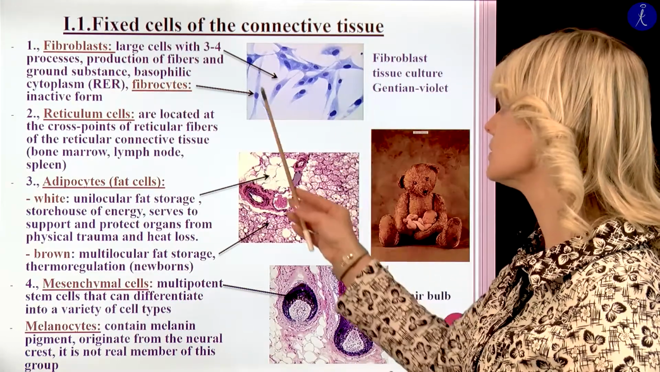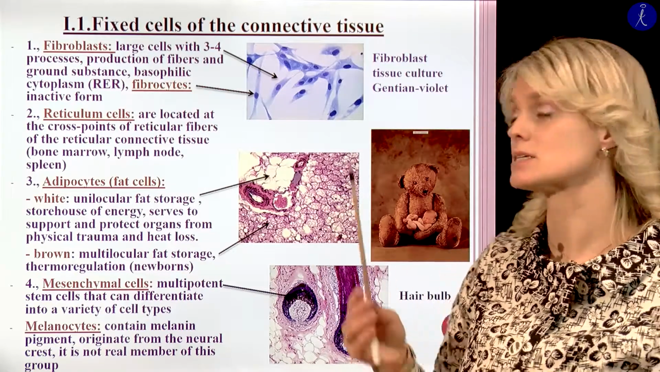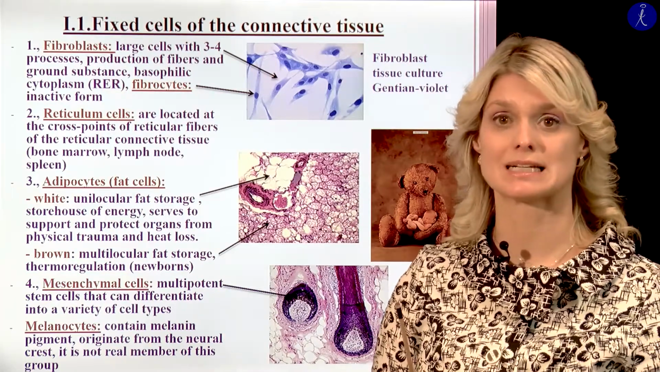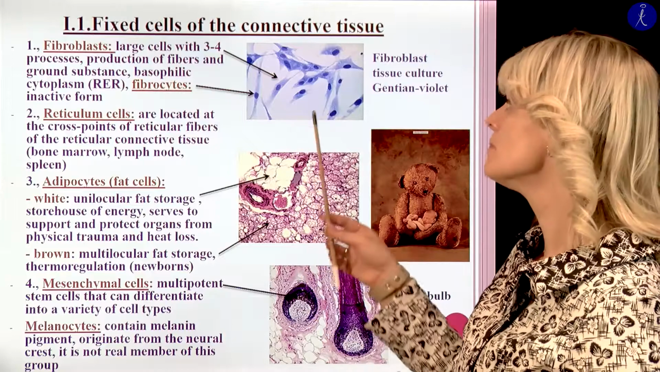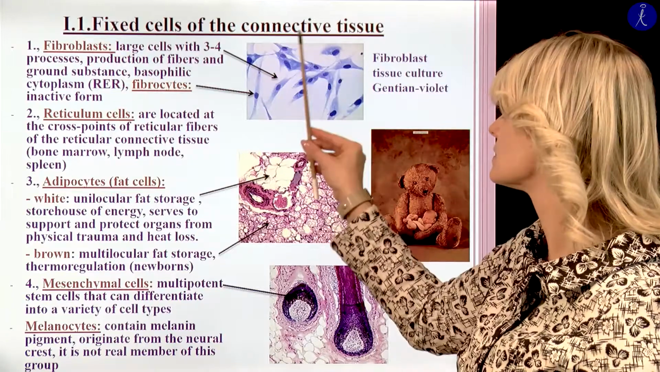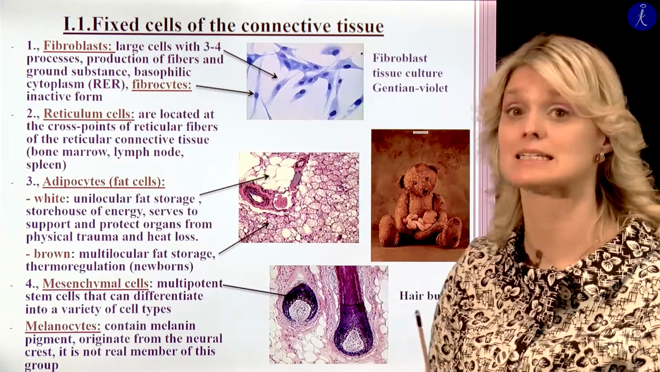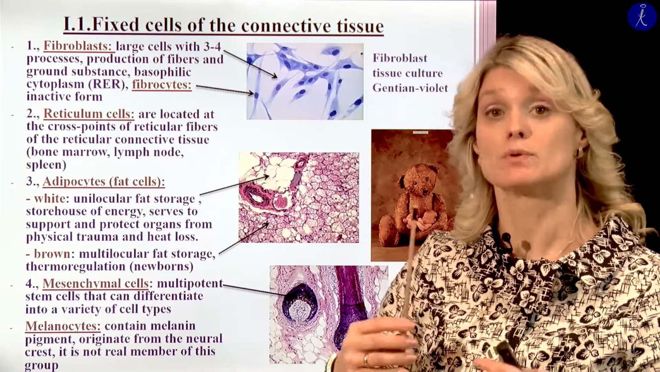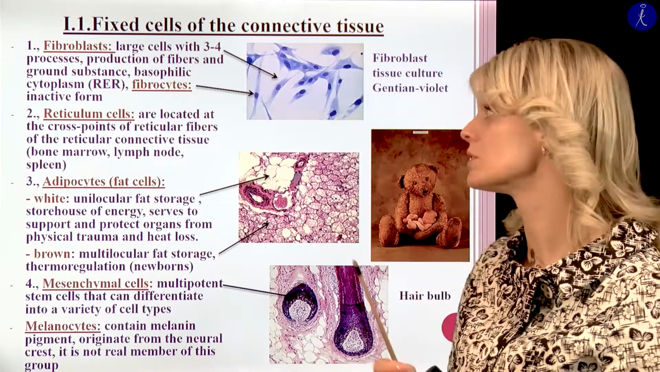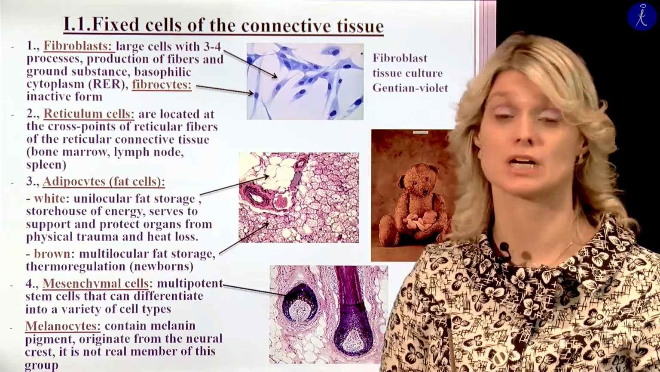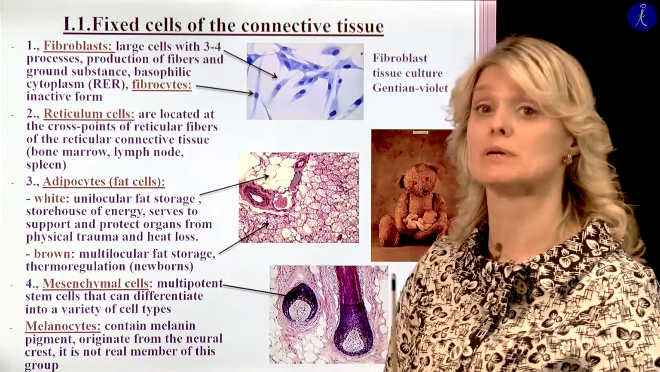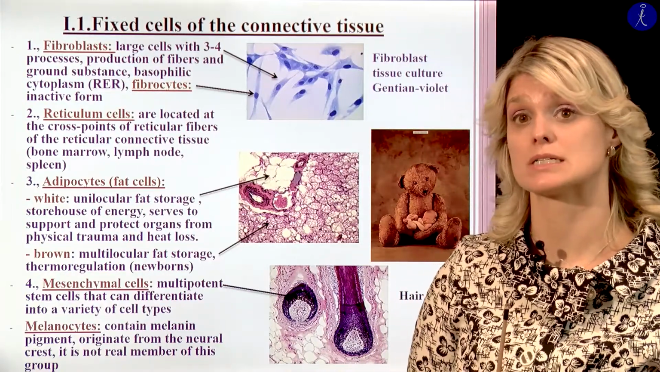Here you can see the picture of the fibroblast. It is a cell culture with gentian violet, but with hematoxylin and eosin staining, they are also bluish because they are basophilic. Why? You can see here these big cells with processes, the fibroblasts, active cells. They produce a lot of fibers, and for the protein fiber production we need rough endoplasmic reticulum in the cytoplasm. So that's why they will be basophilic with hematoxylin and eosin staining.